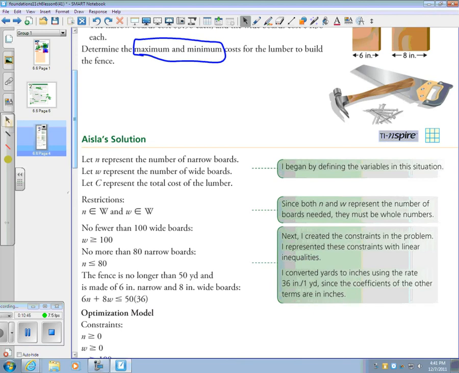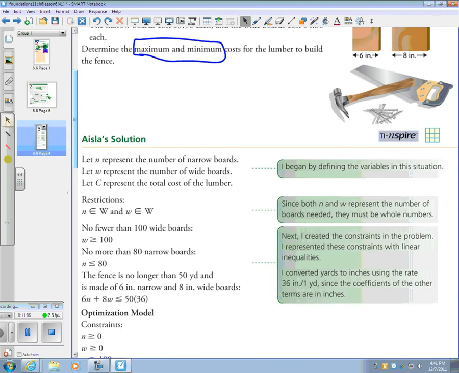The restrictions: n must be a whole number and w must be a whole number. So they're saying they cannot use half boards. Since they represent the number of boards needed, they must be whole numbers. So they must be going to some sort of hardware store that doesn't cut boards in half. Okay?